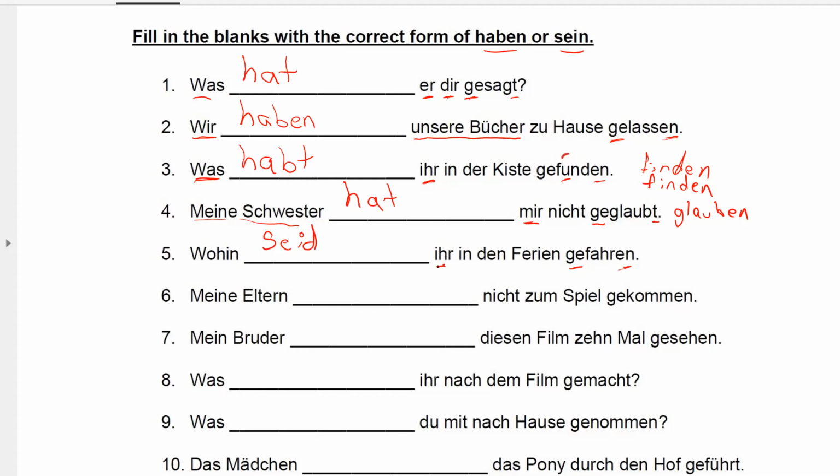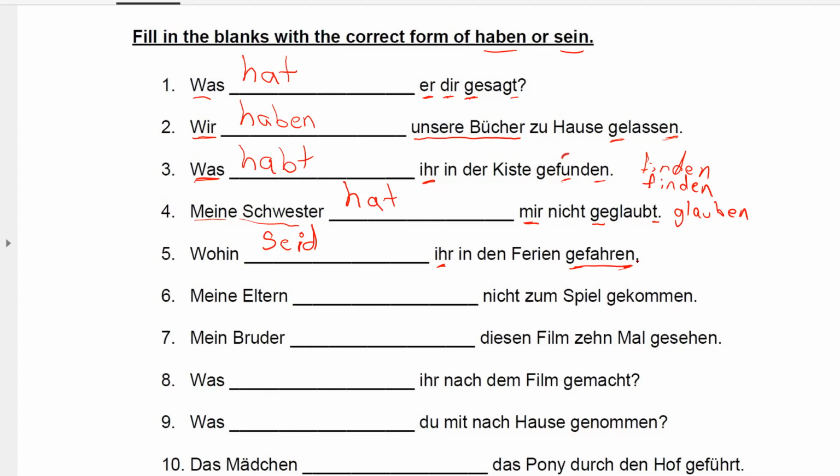Seid is the ihr form, and that's why we use that version here. And we use sein because this is an intransitive verb as our past participle. So, wohin seid ihr in den Ferien gefahren? Where did you drive to on vacation?